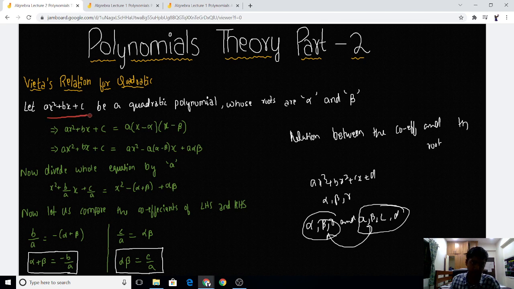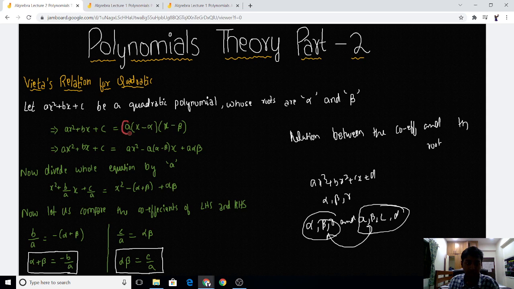First, let ax square plus bx plus c be a quadratic polynomial. Here I have assumed a cubic, but in the first case we have assumed a quadratic polynomial, and let the quadratic polynomial be ax square plus bx plus c. And the roots of this equation are alpha and beta. So I can write this equation as a into x minus alpha into x minus beta.